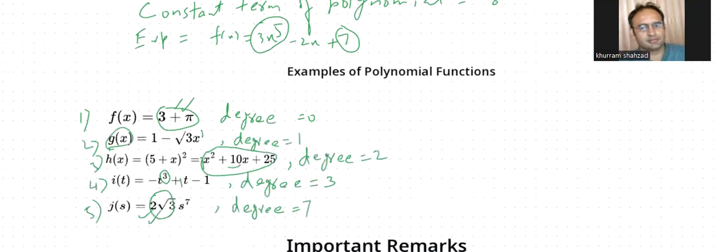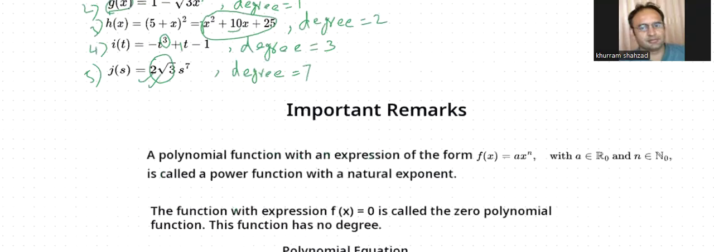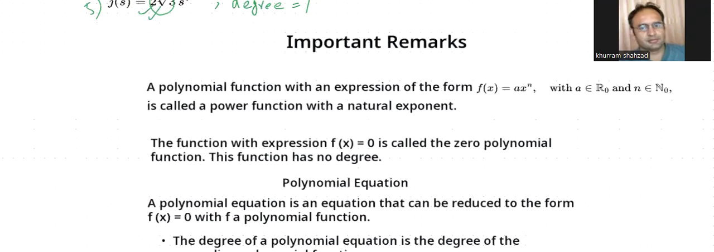Okay. Now, I have written the heading important remarks regarding the polynomial. This first remark is a polynomial function with an expression of the form ax raised to power n, with a belongs to R naught. R naught means a belongs to the set of non-zero real numbers. We have excluded zero from the set of real numbers.